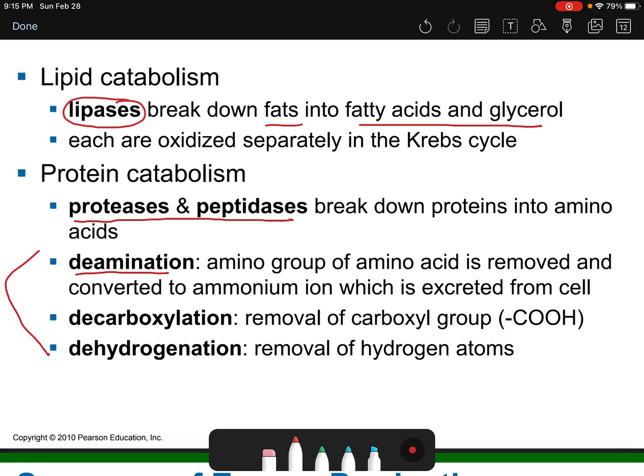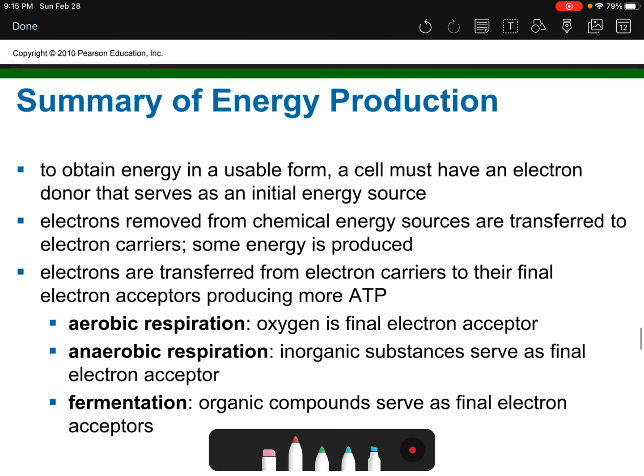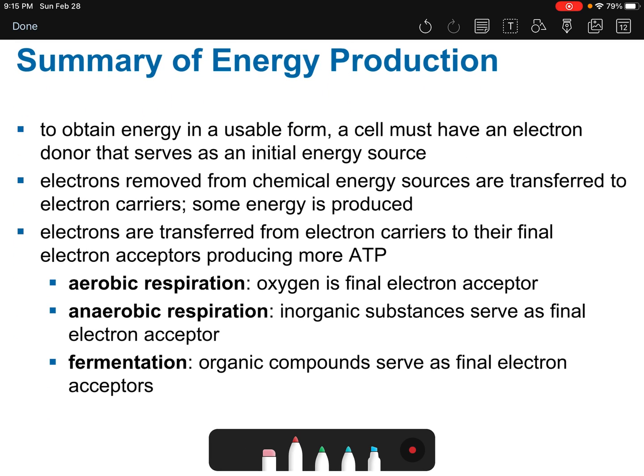Deamination, that's when the amino group of the amino acid is removed. That's the NH2 amino group, and it's converted to an ammonium ion. Decarboxylation, removal of a carboxyl group. That's that COOH group. And then dehydrogenation, removal of a hydrogen atom. So some terms that go along with protein catabolism. So again, a little bit of a summary here.